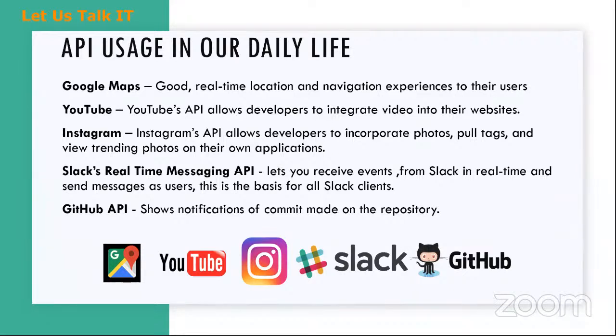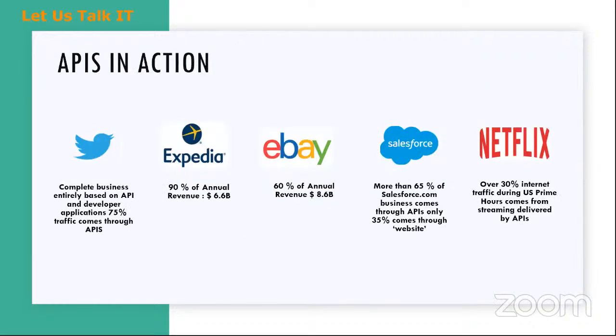So with so many APIs in the world, or in the business, in this digital transformation life, how do we manage them effectively? So even before getting to that, let's take a look at how these stalwart companies like Twitter, Facebook, eBay, and Netflix are using these APIs.